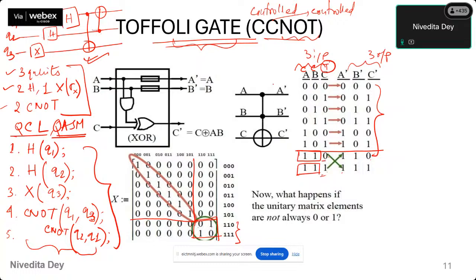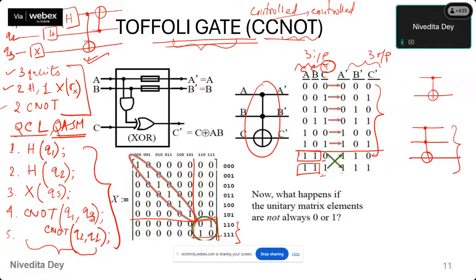And how does it look? It looks like this. So in C naught there is 1 control and 1 target, but in CC naught, or Toffoli, you have 2 controls. So this is your CC naught gate.